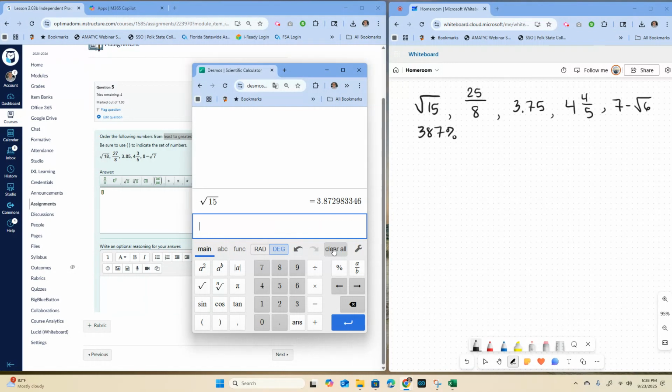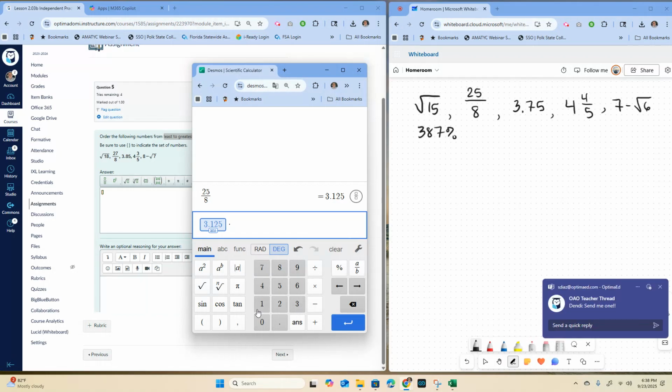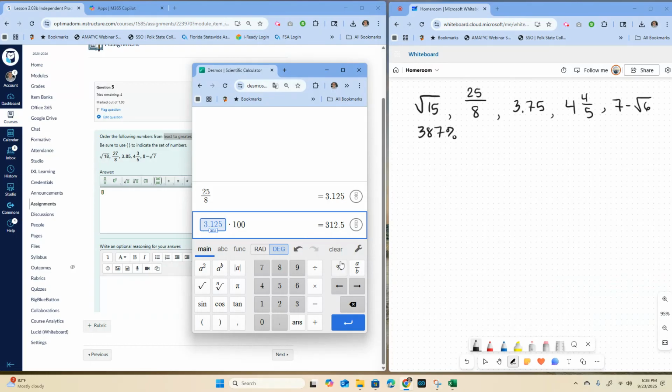Then, let me clear this. Now I'm going to do the fraction, 25 divided by 8. And what I'm going to do with that, I'm going to take that answer, that decimal, and multiply by 100. Okay? And you can see that I got 312.5. So let's say this is around 312%.